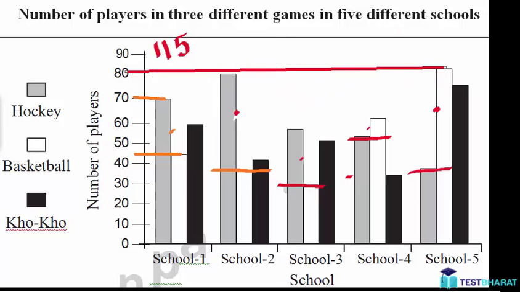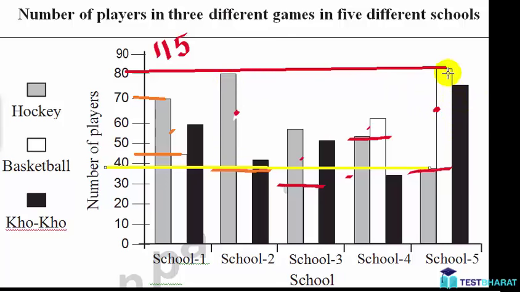and for this, I will compare this with this line, with the line of school 2. So this is also marginally up from school 2. So I can see that the average would also be higher for school 5.